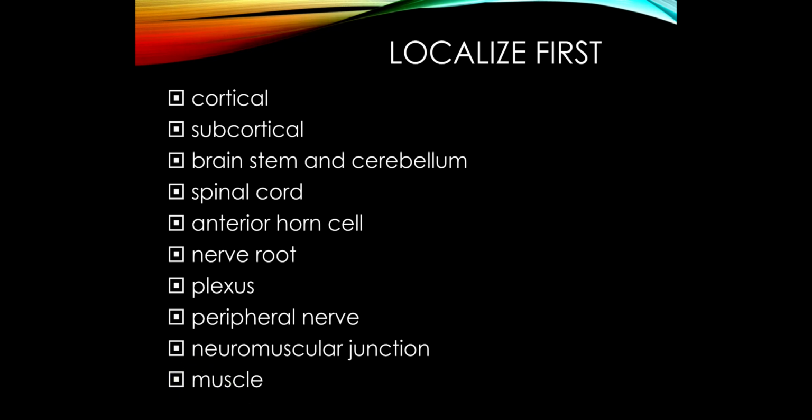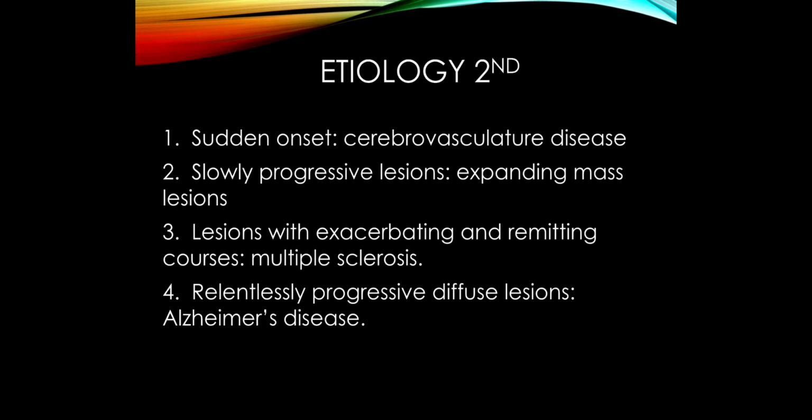So localizing the lesion is always the first step, because if we can localize it down and say, I think the problem has to be spinal cord, well then we're going to know what testing we need to do to figure out what it is that's compressing the spinal cord, for example. So localize first, and then we try to figure out what is the cause, what is the etiology.